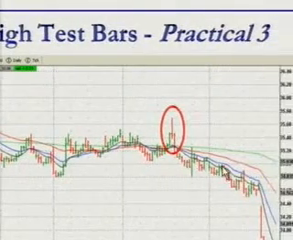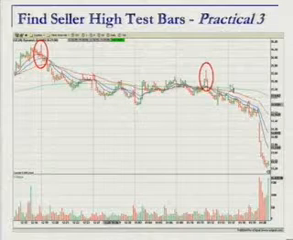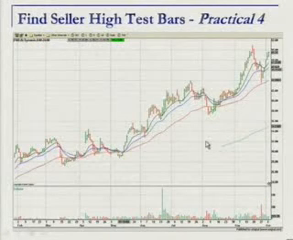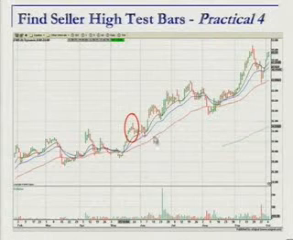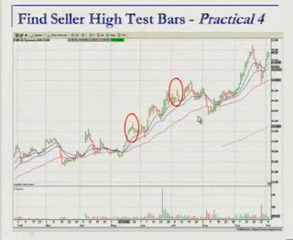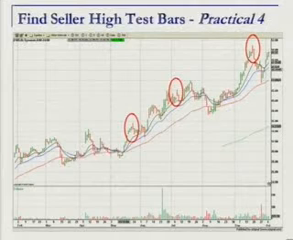Just literally falls away. And finally, practical 4, we're looking for the seller high test, and we pretty much have one here, which causes a small movement. Second one here, again a small movement, but the third one really causes the price action to push towards the moving average there.